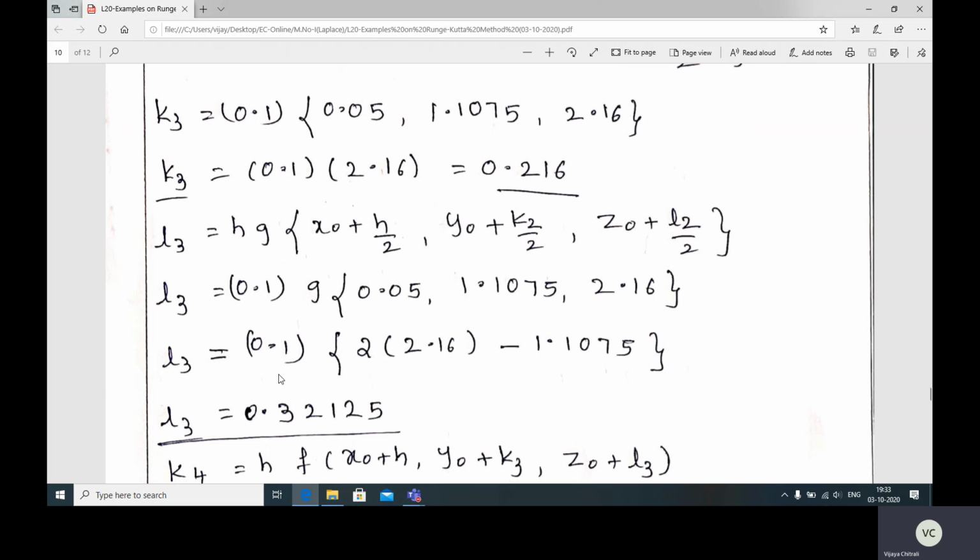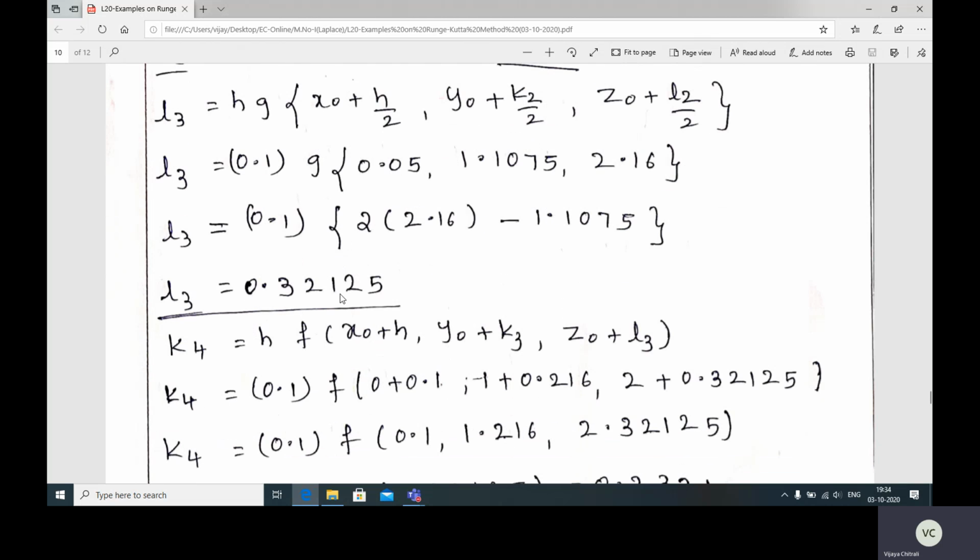Now L3 is equal to 0.1. G of xyz is 2z minus y. So z is 2.16. So 2 into 2.16 minus y is 1.1075. Multiply this with 0.1. So L3 is equal to 0.32125. Now find K4 L4.